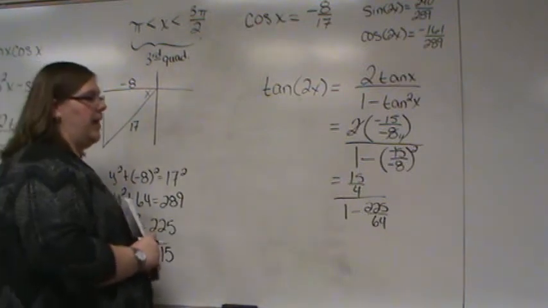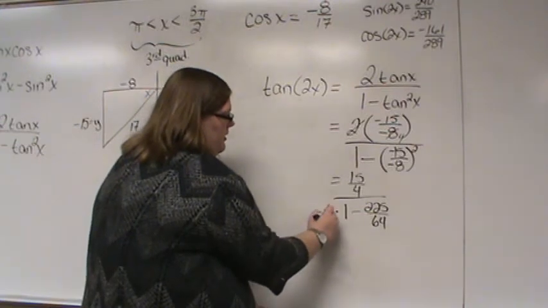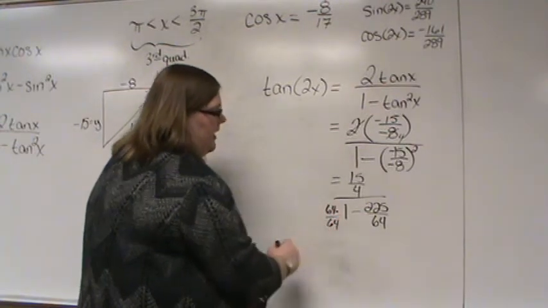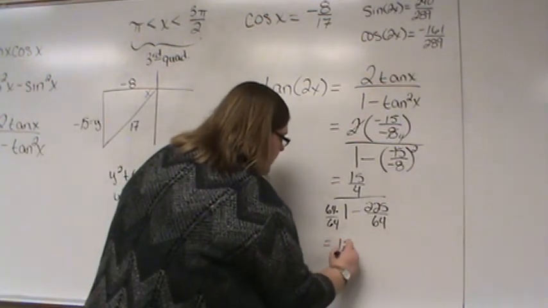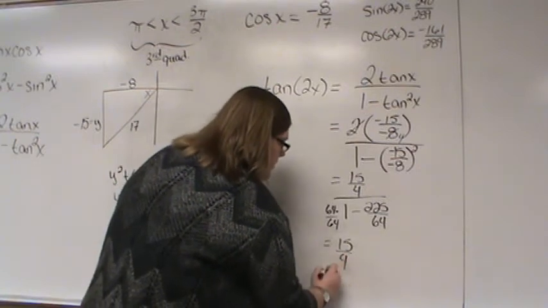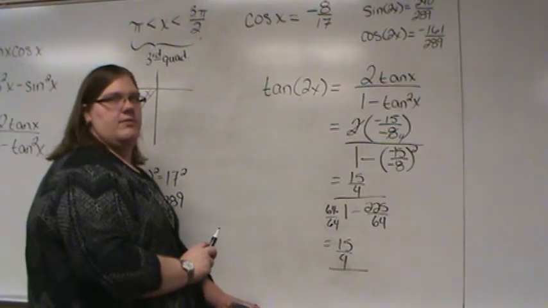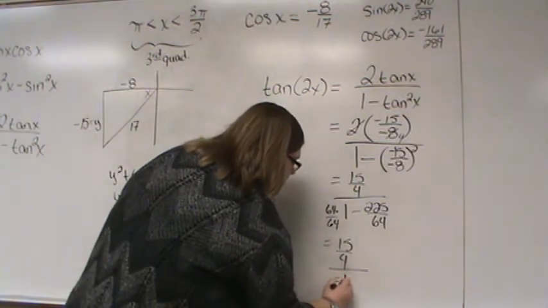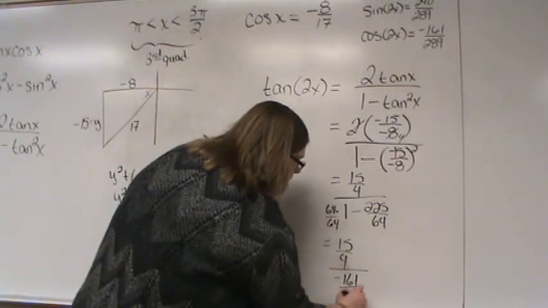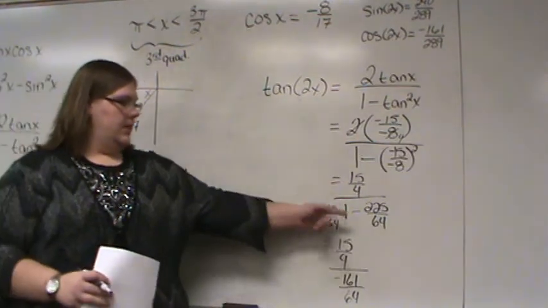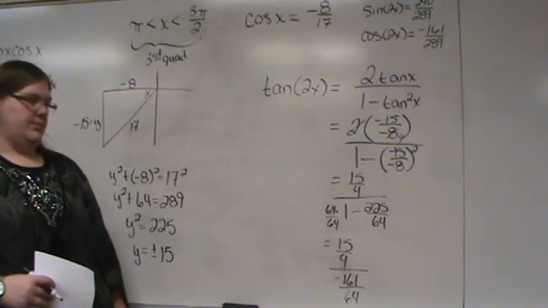So we want to combine the bottom. We're going to multiply this 1 by 64 over 64 to get common denominators. So we end up with 15 over 4 over 64 minus 225, which is negative 161, and that's over our 64. So I just combined it like we would after we have those common denominators.